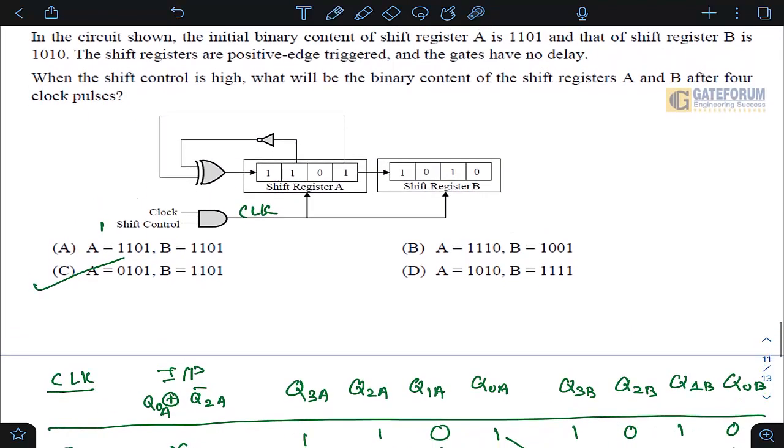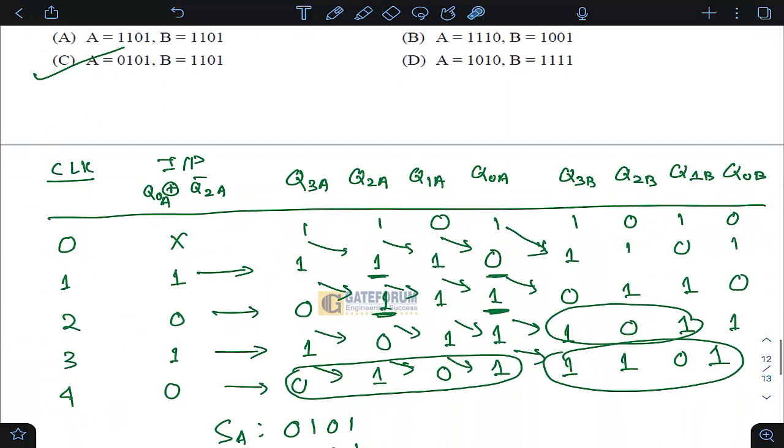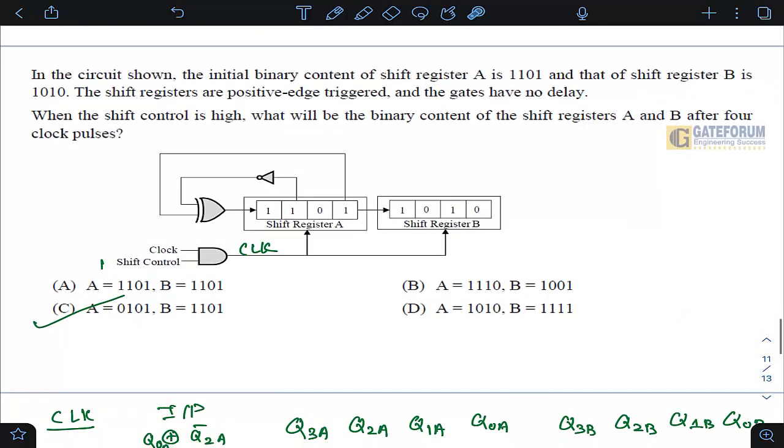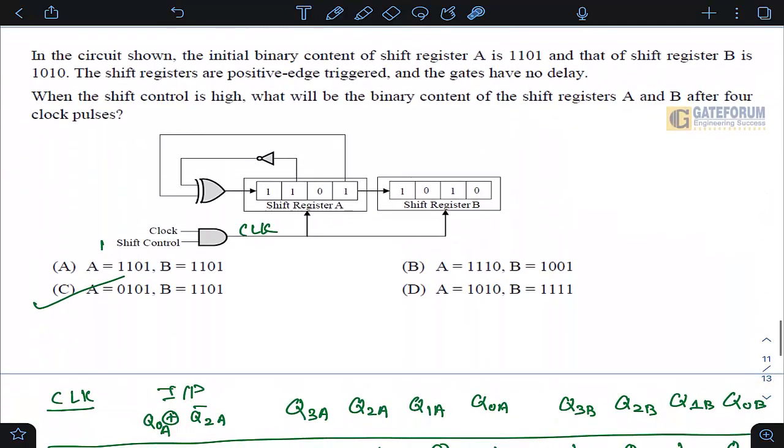Just one thing we have to observe is how the data shifting happens in shift register B. Whenever a clock pulse is applied, whatever the output is at the XOR gate will be pushed in by 1 bit. Simultaneously this MSB bit will be pushed to the LSB, and these 3 will be shifted by 1 position. We followed that pattern, and we are getting the answer as option C. So the answer is option C.